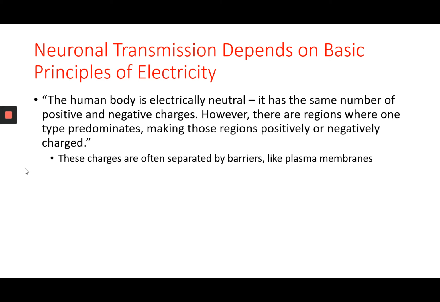What this is saying is that even though the entire human body is electrically neutral, if we were to look locally, say at a neuron, we would see that on one side of a cell membrane and the other side, there is a difference of charges. Now, if we took the whole entire human body into account, we would have the same number of positive as negative charges, therefore making the human body neutral. But we're going to be focusing on these single locations, these locations across a barrier, those barriers being plasma membranes.